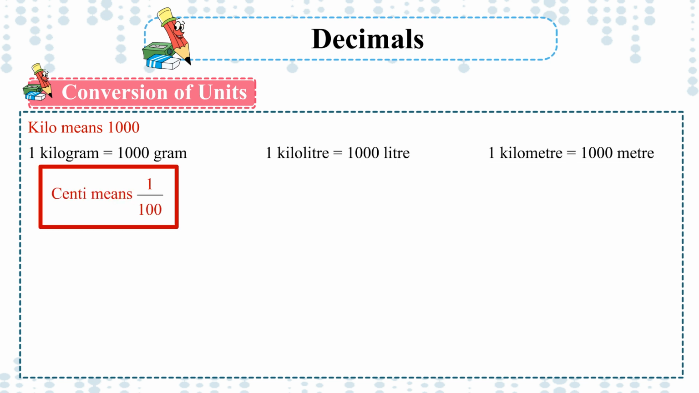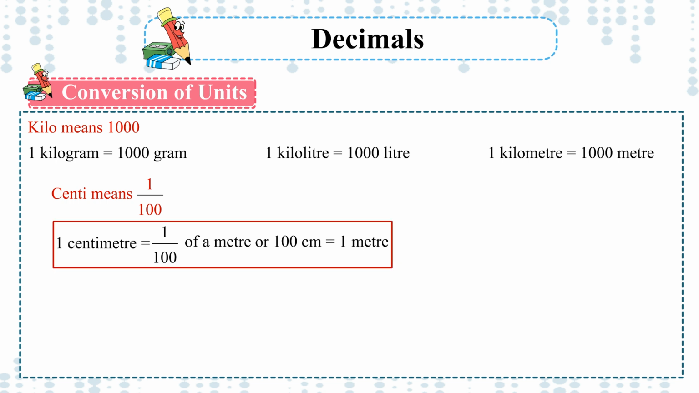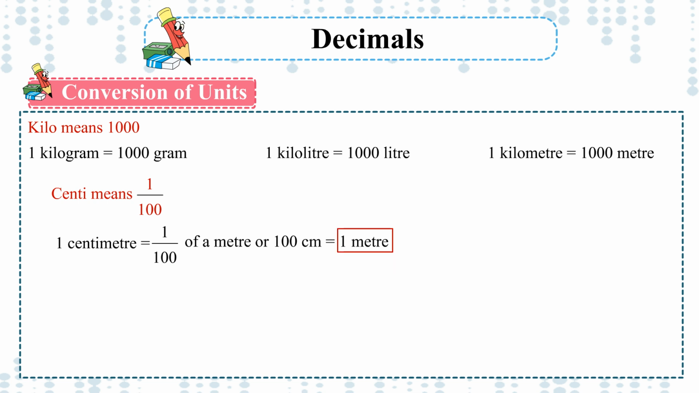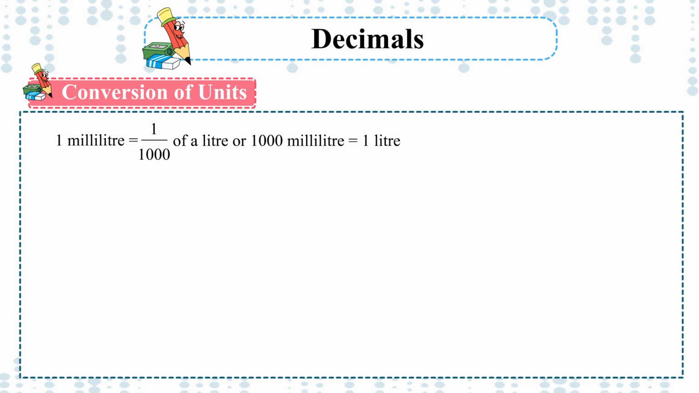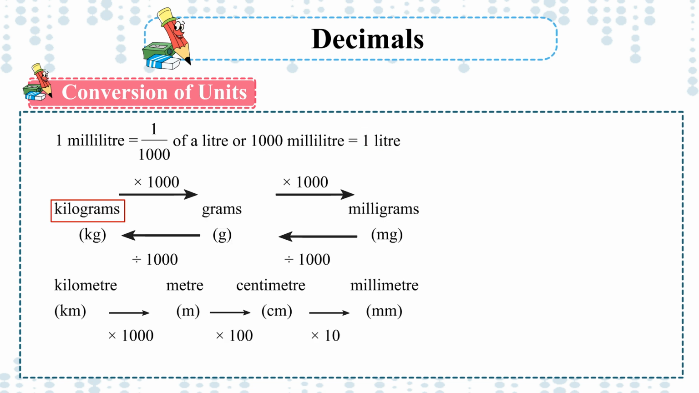Centi means 1 upon 100. 1 centimeter is equal to 1 upon 100 of a meter or 100 centimeter is equal to 1 meter. Milli means 1 upon 1000. 1 milligram is equal to 1 upon 1000 of a gram or 1000 milligram is equal to 1 gram. 1 milliliter is equal to 1 upon 1000 of a liter or 1000 milliliter is equal to 1 liter. Kilogram. 1 kilogram is written as kg.